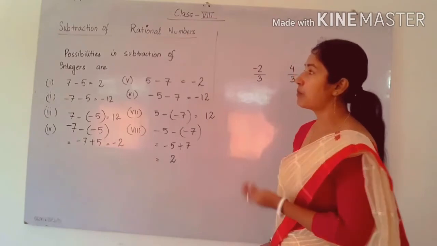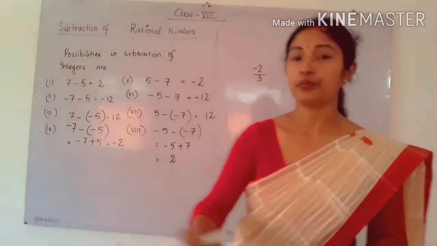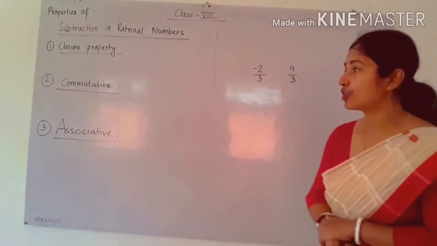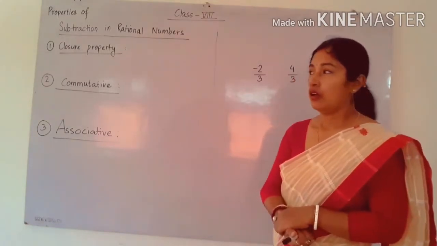Next will be the properties of subtraction of a rational number. The first property is the closure property. Already you know about the closure property.